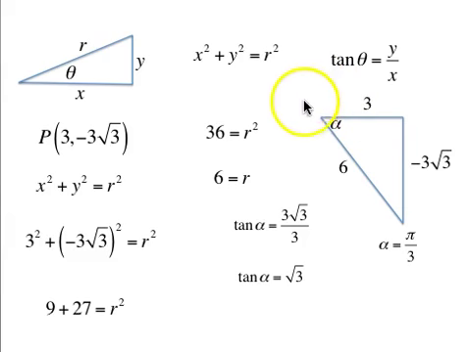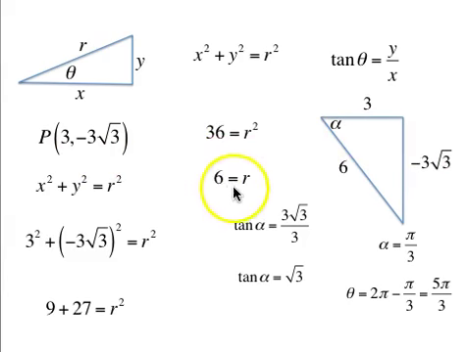But then all the way around to get theta, from the positive x-axis over here, theta will be 2 pi minus pi over 3, or 5 pi over 3. So for P, we have the r value of 6, and theta is 5 pi over 3. That is the polar representation of that point P.